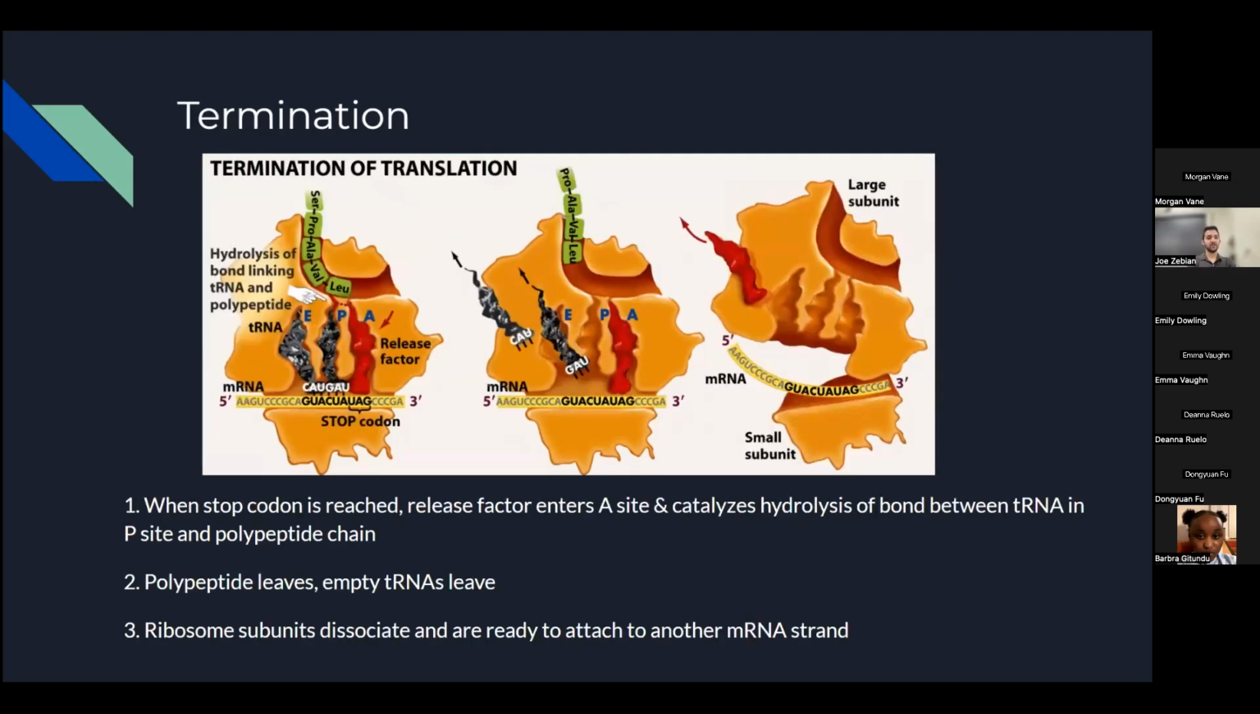Okay, last step is termination. Elongation occurs until the stop codon is reached and enters the A site. When that happens, release factors enter the A site. These catalyze the hydrolysis of the bond between the tRNA in the P site and the polypeptide chain, which is a fancy way of saying it tells the ribosome to stop, end translation, and dissociate. The polypeptide then leaves, the empty tRNAs leave, and then the ribosome subunits dissociate and are ready to attach to another mRNA strand.